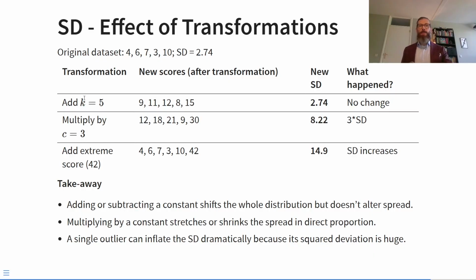So let's examine that. Here we add a constant k, which is 5, to every individual score. And we see that we get the same standard deviation after adding this value to every individual score. So the standard deviation did not change. If we multiply the individual scores by 3, these are our new scores, and the standard deviation is also multiplied by 3. And if we add a single extreme score, we see that the standard deviation increases tremendously, which again illustrates how extreme scores have a disproportionate influence on the variance and standard deviation because we square the deviations first.